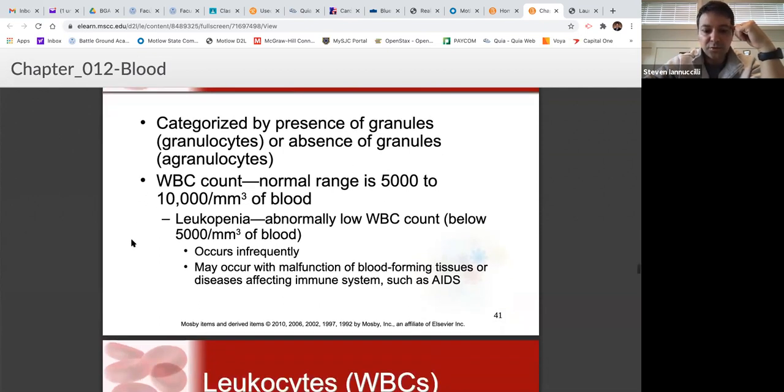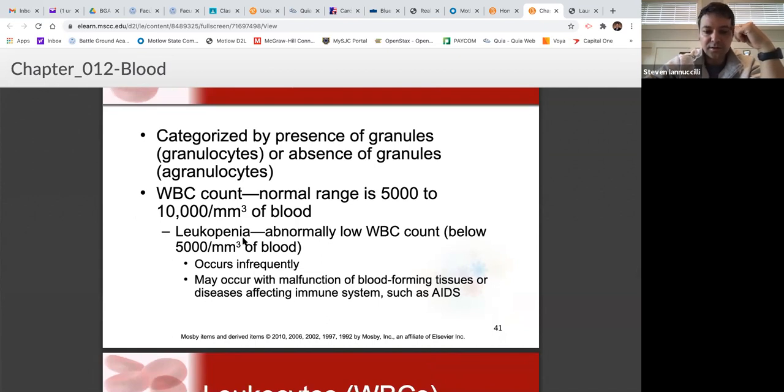If you have something called leukopenia, leukopenia is an abnormally low level of white blood cells, which is going to be below 5,000. This does not occur very often, but one reason that it could occur is because of an HIV infection.